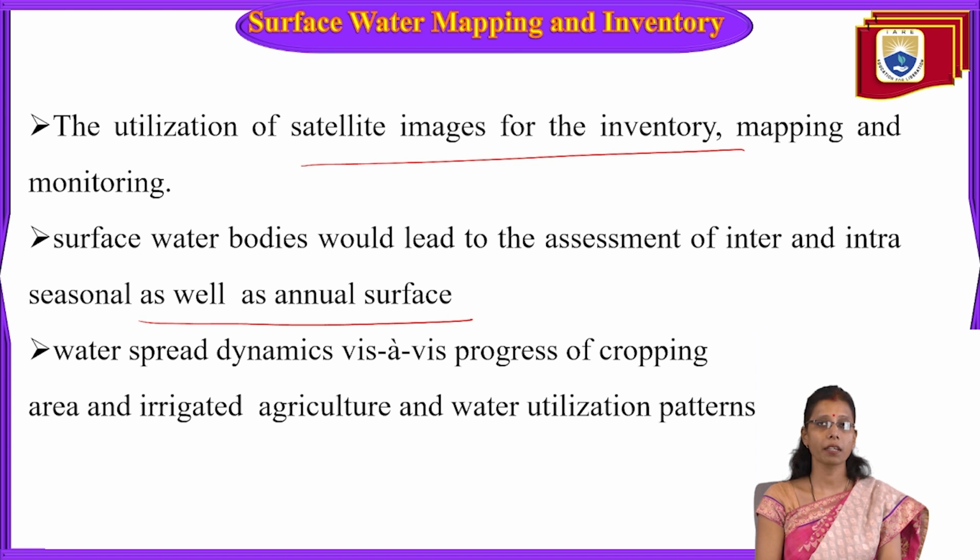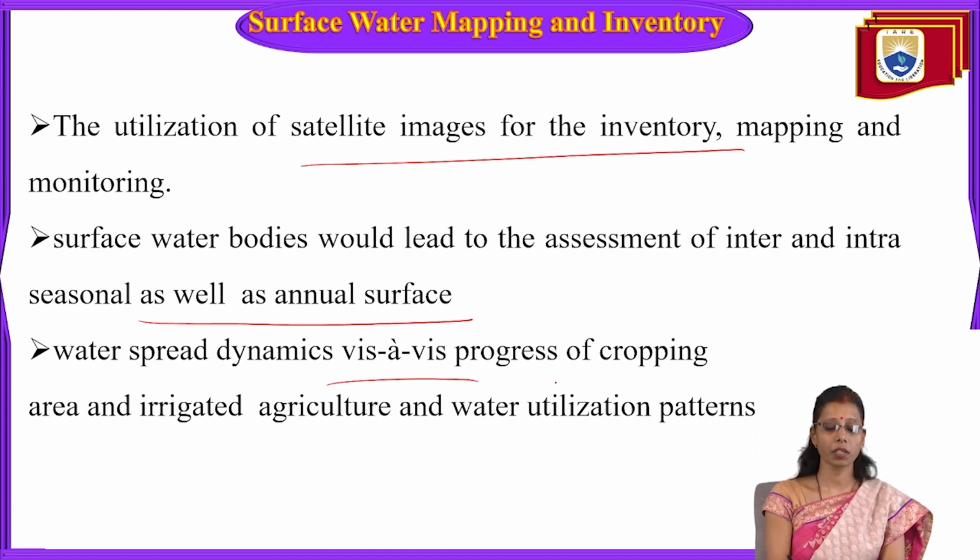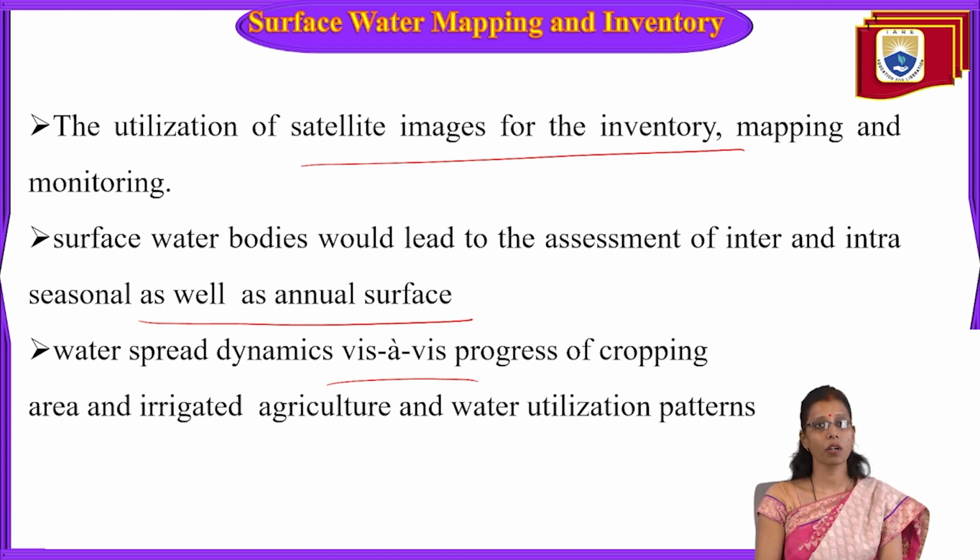The utilization of satellite images for inventory, mapping and monitoring is very helpful to find out the surface water body, and it will help us assess the inter-seasonal as well as annual surface water problems. Surface water dynamics, progress of the cropping areas, irrigating agriculture and water utilization purposes: all this we are going to use for surface water mapping in the inventory.